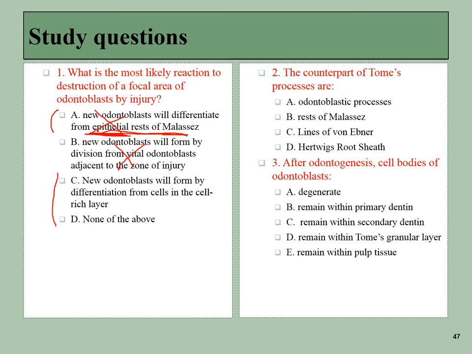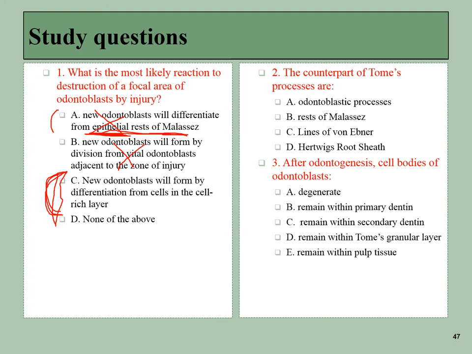So now I have to think a little bit harder. Would you find mesenchymal stem cells in the cell-rich layer? Well, where is the cell-rich layer? Well, that was in the pulp. And the pulp is the connective tissue portion of a tooth, and mesenchymal stem cells are found in connective tissue. So yes, this is the correct answer here.